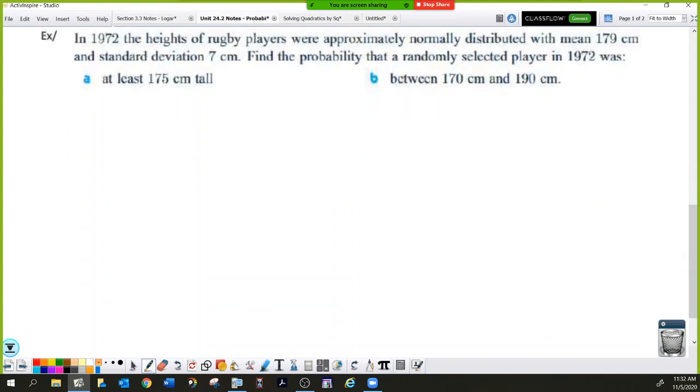In 1972, the heights of rugby players were approximately normally distributed with mean 179 and standard deviation 7. X is distributed normally with mean 179 and standard deviation 7. And if you don't write the little exponent of 2, you're not going to get that mark. That's always going to be sigma squared written right there, always.